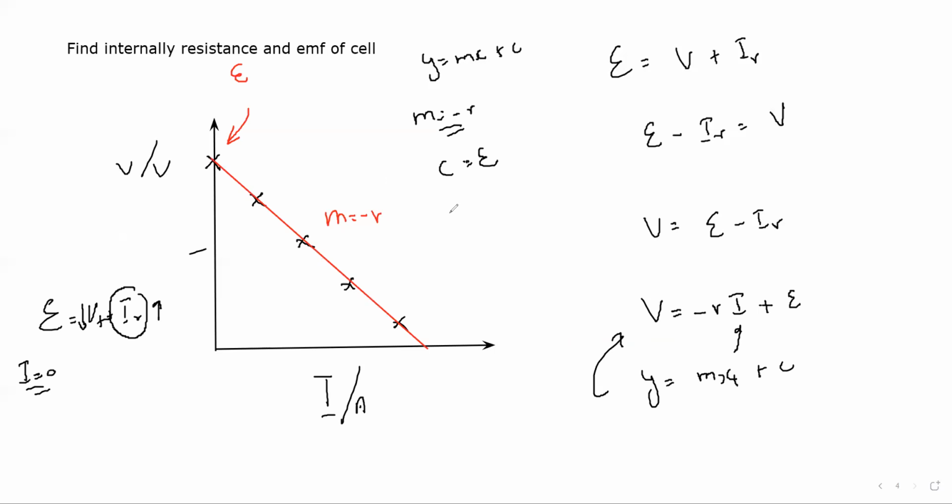Because V is the external voltage, and external voltage decreases as you increase the current. Because when you are increasing the current, there is more energy loss or voltage drop internally, and less voltage drop externally. Is it clear, this part?